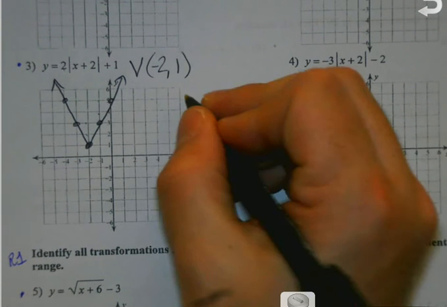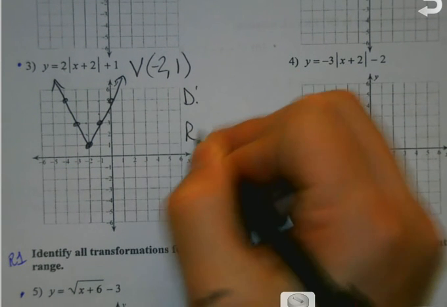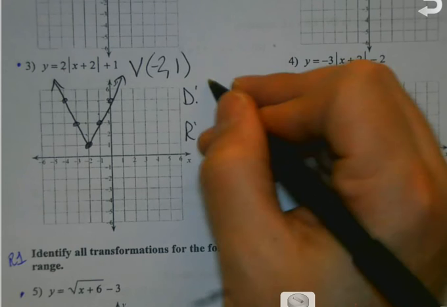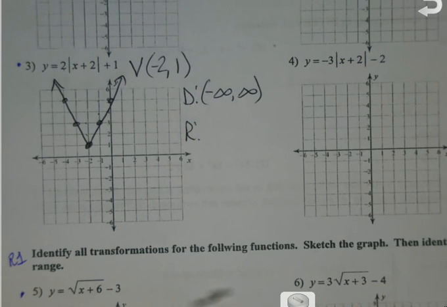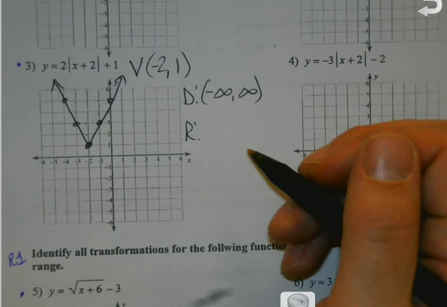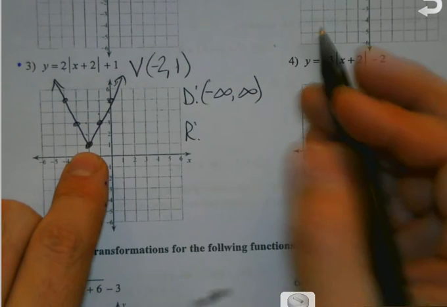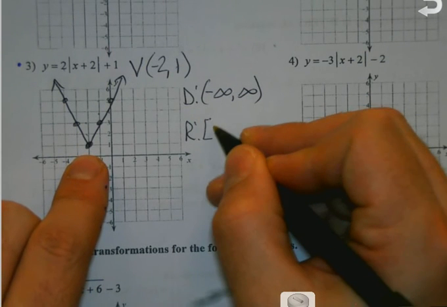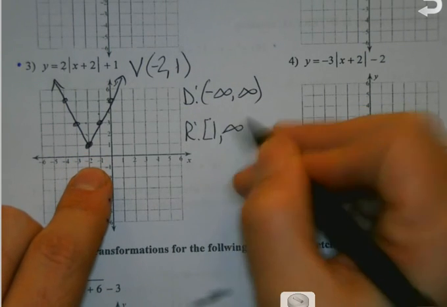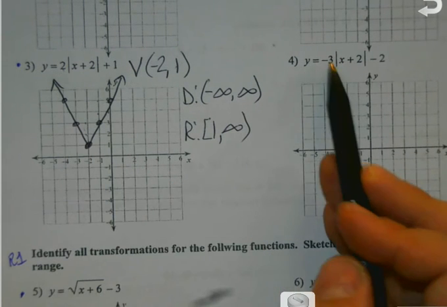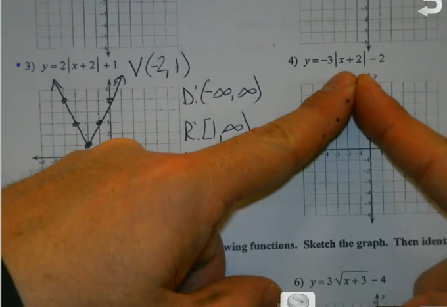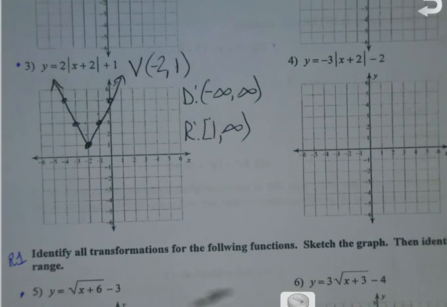My domain and range, then again, domain, that's going to be the easy part. Just goes forever to the left and right. And then my range is always going to go from the y value of my vertex to, in this case, infinity since it's going up, or negative infinity if it was going down. And that's it. Keep life simple. Positive opens up, negative's going to open downward. All right.